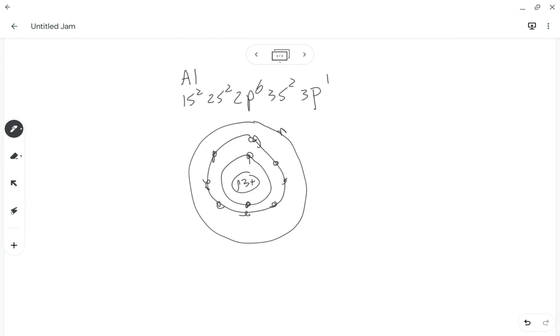And then we've got 3 electrons. So in the innermost, we have a +13 effective nuclear charge for the first energy level. The second energy level is experiencing a +11, and the third energy level is experiencing a +3 effective nuclear charge.